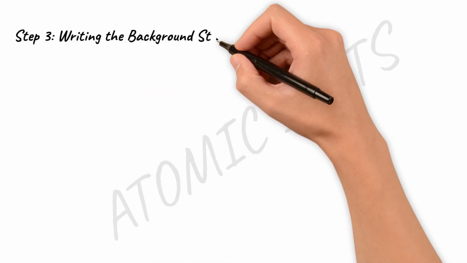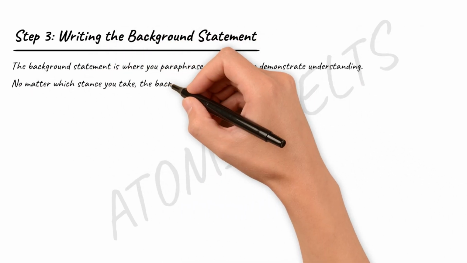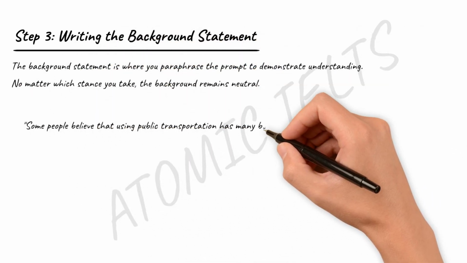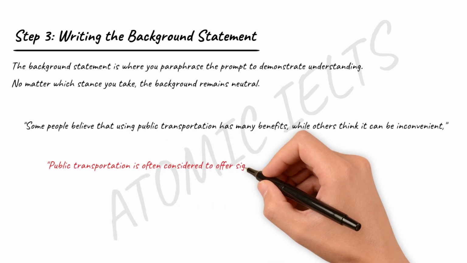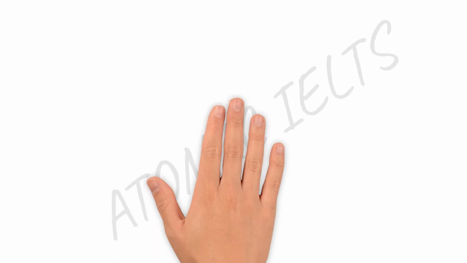The background statement is where you paraphrase the prompt to demonstrate understanding. No matter which stance you take, the background remains neutral. For example, the prompt can be paraphrased as: public transportation is often considered to offer significant benefits, such as being cost-effective and environmentally friendly, but some argue that it can also be inconvenient and unreliable. In this statement, we've summarized both sides of the argument neutrally.